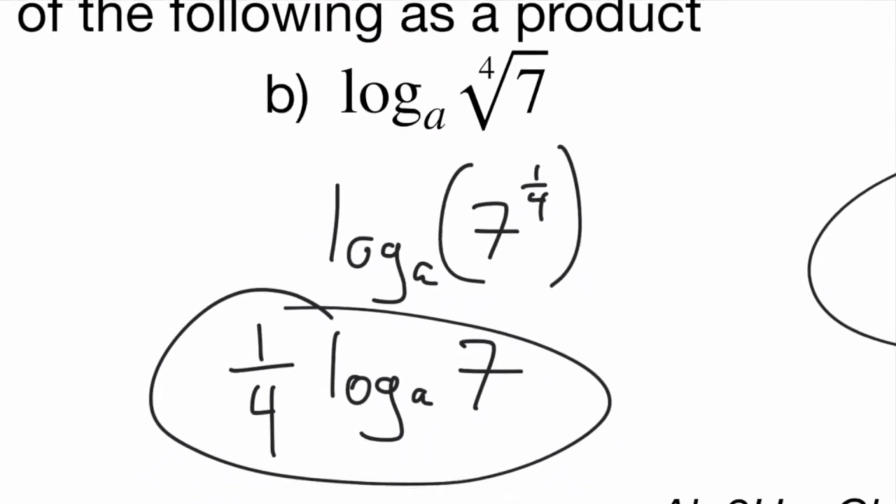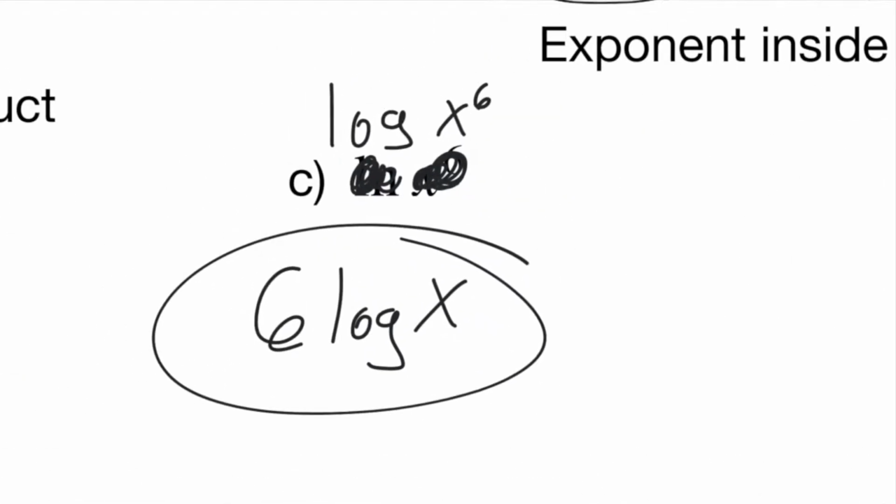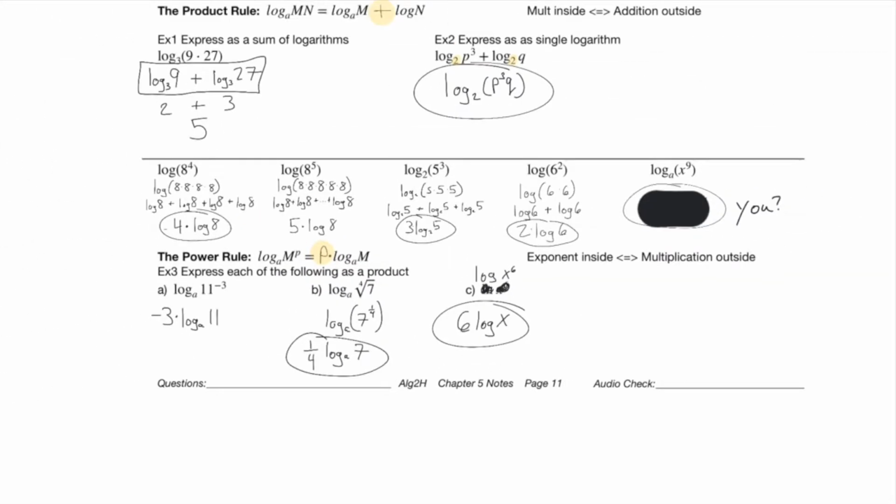Here we have to remember that taking something to the 4th root would be raising it to the 1/4 power. So then, as soon as we see we have an exponent, we can move the exponent out in front. 1/4 times log base a of 7. Log of x to the 6th would be 6 log x, moving the exponent out in front. And that's what we have.